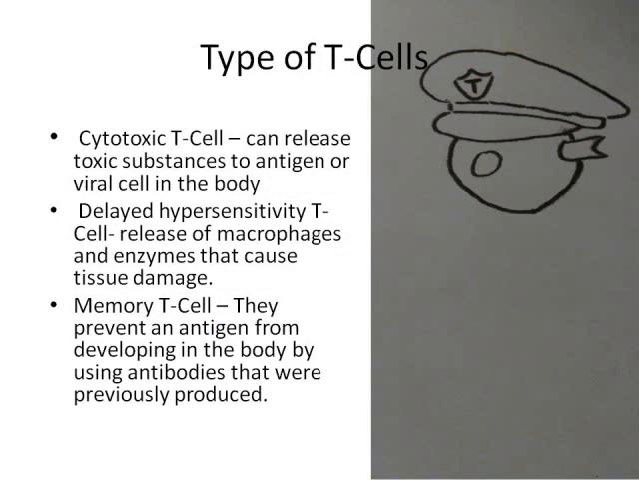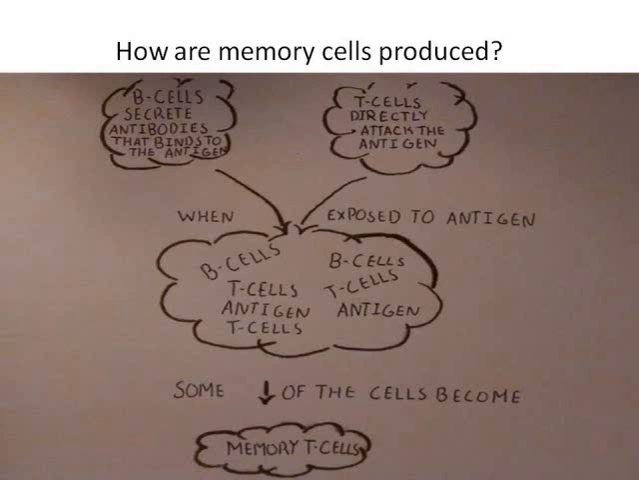Types of T cells. Cytotoxic T cells can release toxic substances to the antigen or viral cell in the body. Delayed hypersensitive T cells release macrophages and enzymes that cause tissue damage. And memory T cells can prevent an antigen from developing in the body by using antibodies that were previously produced. Memory cells are produced when B cells and T cells are exposed to an antigen. Some of those cells become memory T cells.